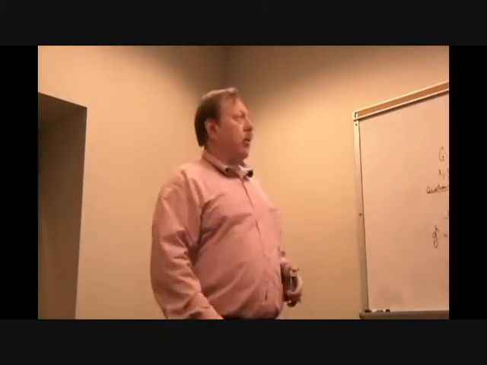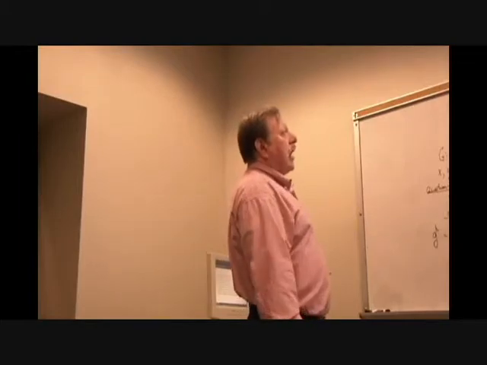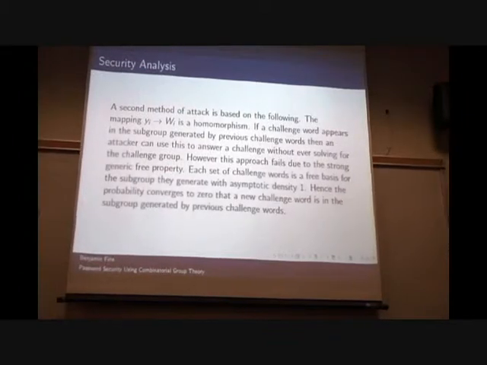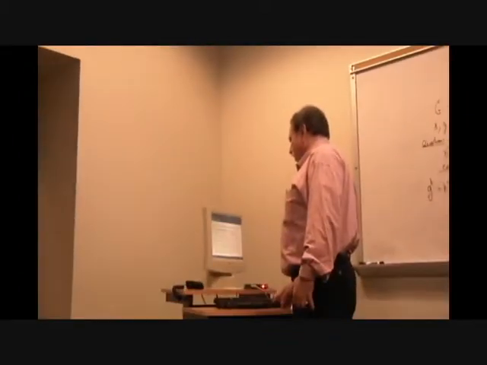And here's where the generic thing comes out. It turns out each set of challenge words is a free basis for a subgroup they generate. This is something called the strong generic free group property. So if you get one homomorphism, it doesn't give you any information about any more homomorphisms. So the thing is theoretically secure in that sense. So that's the system. Let me just say one thing about several enhancements.